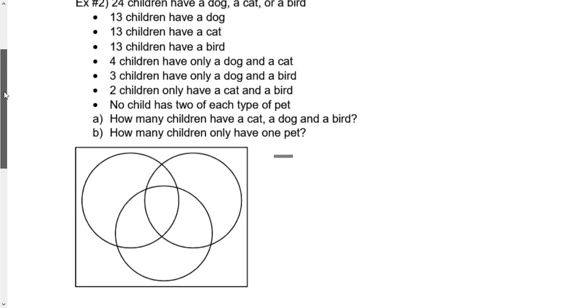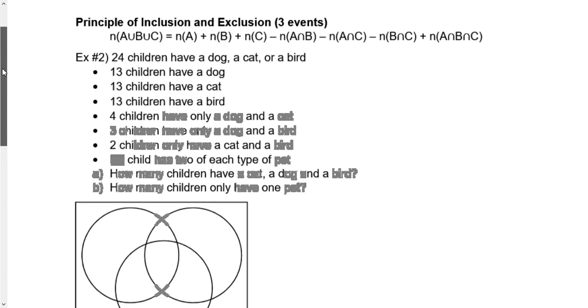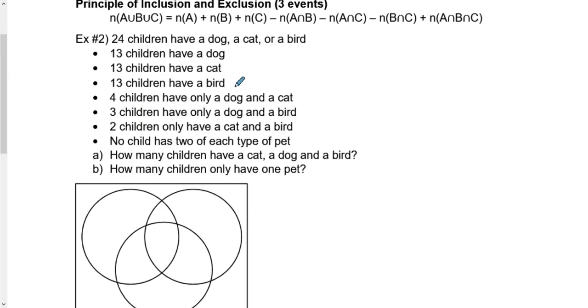It says 24 children have a dog, cat, or a bird, sorry. 13 have a dog, 13 have a cat, 13 have a bird. Now, let's call dog A. And then we can use bird and cat as B and C. Make sense? So we can use the equation. 4 have only a dog and a cat. 3 children have only a dog and a bird. 2 have only a cat and a bird. No child has 2 of each type. How many children have a cat, a dog, and a bird?